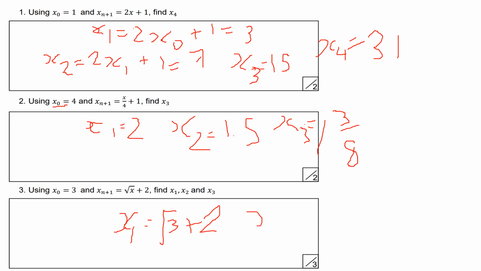And then x2 would be the square root of this. It'll be the square root of root 3 plus 2, and obviously plus 2 at the end.